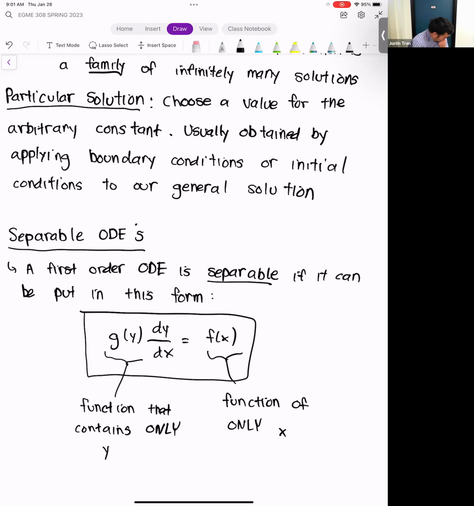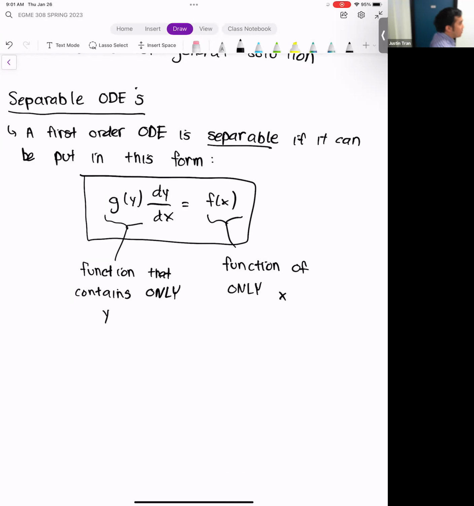In other words, a separable ODE is one where you can perform separation of variables. Oftentimes you have to manipulate it algebraically a little bit, but you want to manipulate it so that all the y terms are on the left and all the x terms are on the right.